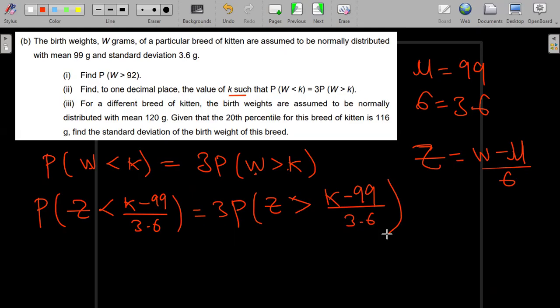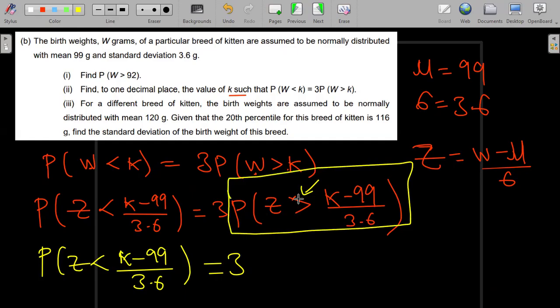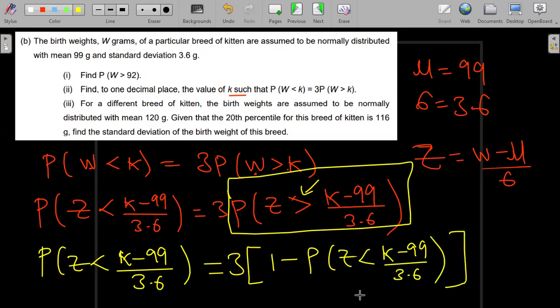Okay, so what I need to do here is to eliminate, or to manipulate this greater than here. So this will be the same as the probability that Z is less than k minus 99 divided by 3.6 is equal to 3. And then this part here, the probability that Z is greater than this, we can write it as 1 minus the probability that Z is actually less than this. Okay, so we always change any greater than to a less than. So this will mean that, what do we have there?